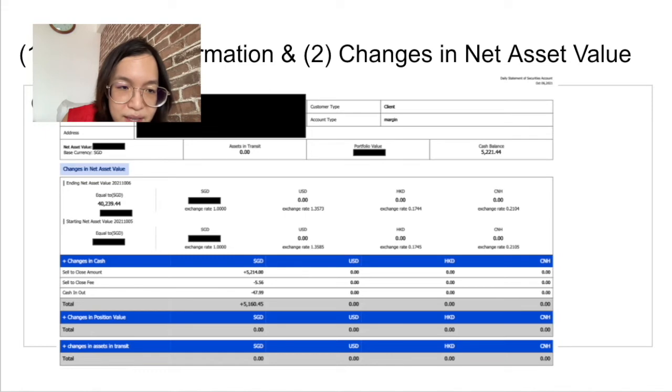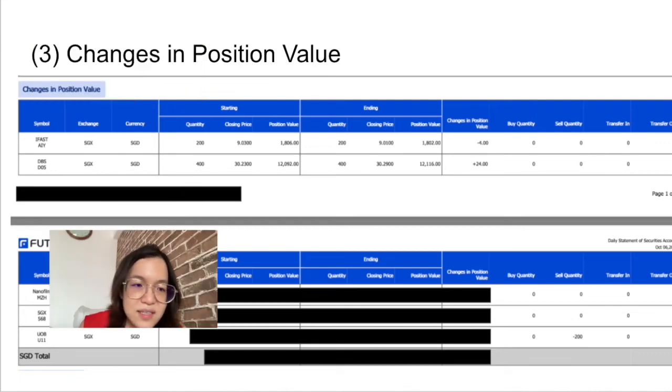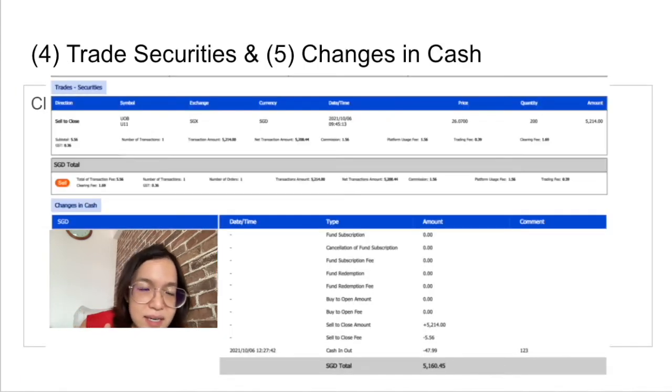Okay, and then if you move on to the next part, the third portion will tell you the changes in position value of each stock that you actually own. Okay, so those are usually just skipped because it's nothing much. And then the next one is the most important one, which is the trade securities and changes in cash. That's where they actually let you know the breakdown of all the fees, which is good, but I just find that it's not very user friendly, not easy to read. I feel that they should do something to it, because it's very, very messy and the fonts are so small.